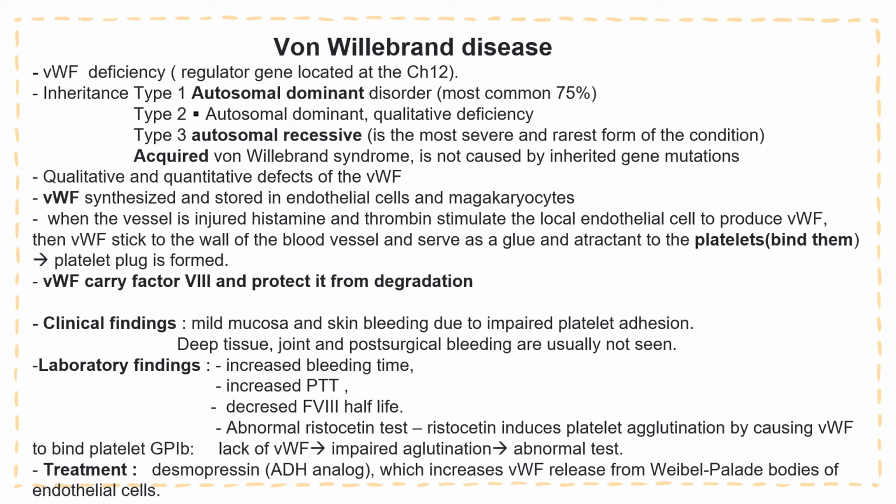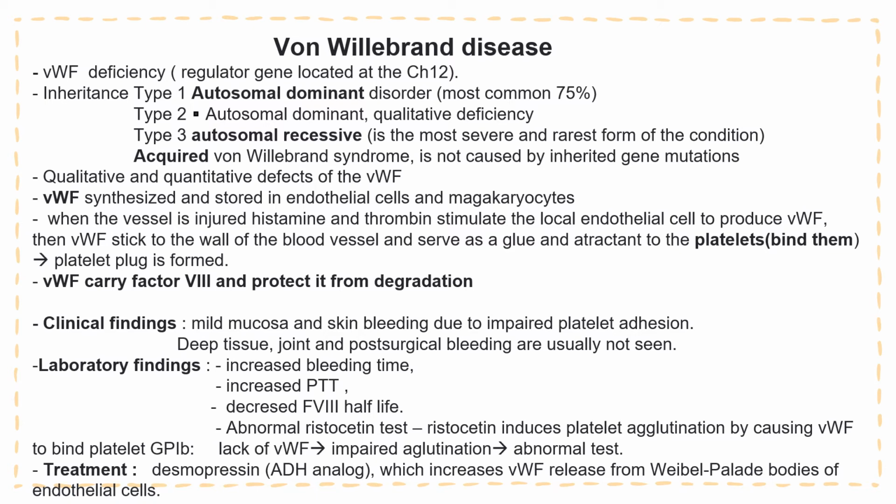Type 2 is autosomal dominant and a qualitative deficiency of this factor. Type 3 is autosomal recessive, is the most severe and rarest form of the condition, and also can be acquired von Willebrand syndrome, which is not caused by inherited gene mutations. Qualitative and quantitative defects of the von Willebrand factor can be found.